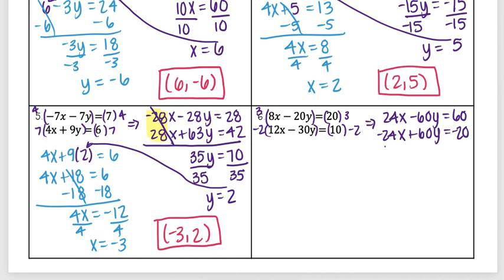However, now I see something weird happens again when I solve this. Everything ends up canceling, so I have 24x minus 24x, that cancels. -60y plus 60y, that cancels, so I have a 0 here. But on the right hand side, I have 60 minus 20, which is 40. And 0 is not equal to 40. That is false. So if you recall from last week, when you end up with a false statement at the end, that means this is no solution.